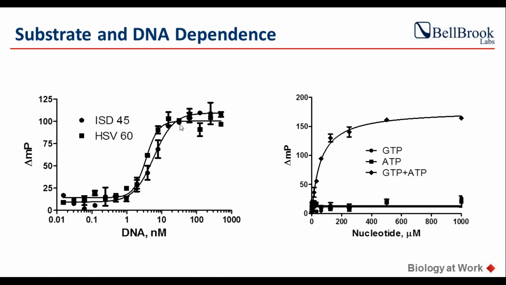Both these DNAs perform well, but looking at the literature, most of the literature uses ISD 45 as the standard DNA for the cGAS assay. So we decided to go with that while commercializing this product. The graph here just shows that you need both substrates, GTP and ATP, to activate cGAS. Just having GTP or ATP alone is not enough to get a response in the cGAS assay. That's what this graph shows.